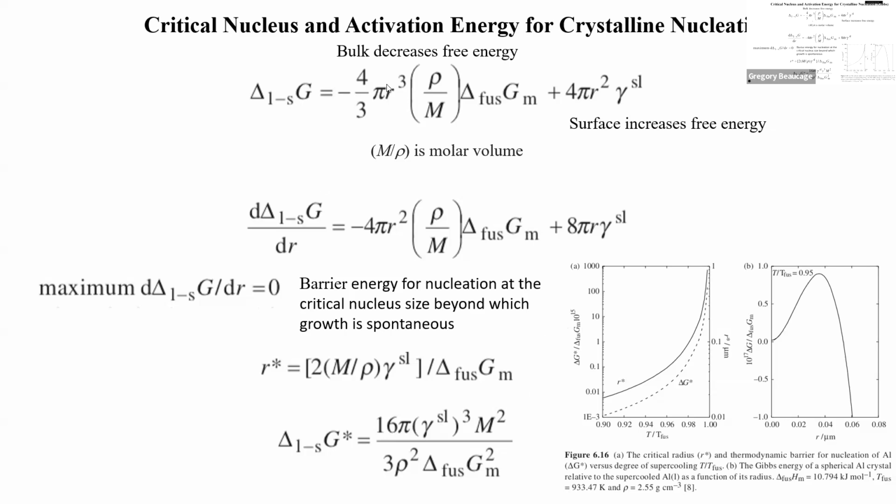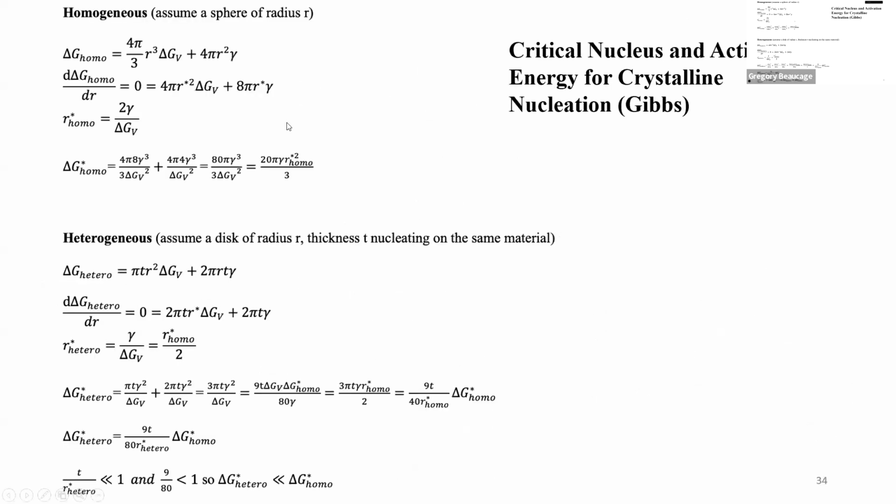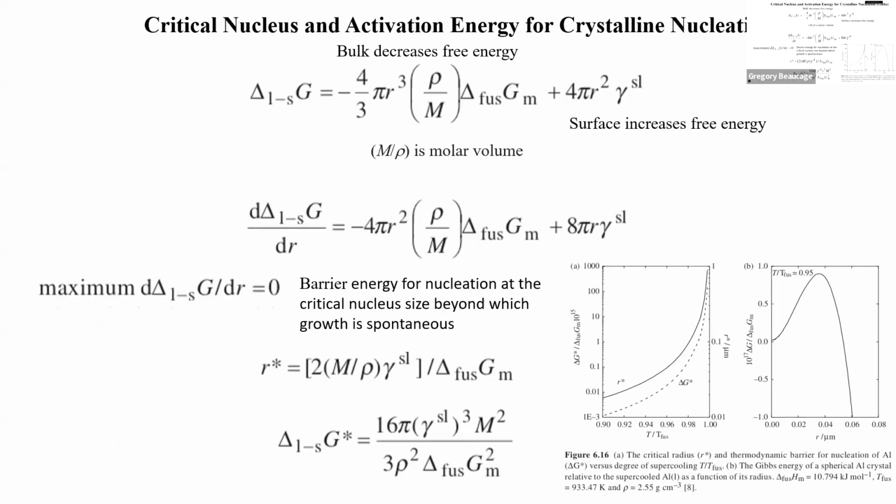And so this is the first thing that Gibbs did, I think, for looking at phase separation, like making particles: adding in the surface term, and then figuring out you're going to get a critical size of formation. So that's homogeneous, like a 3D particle forming.